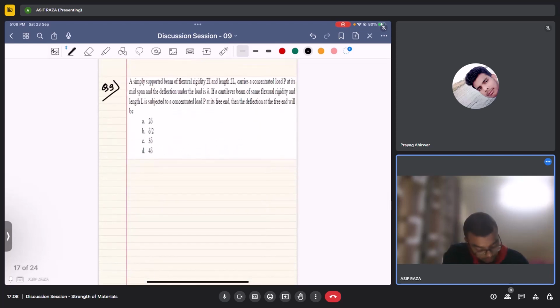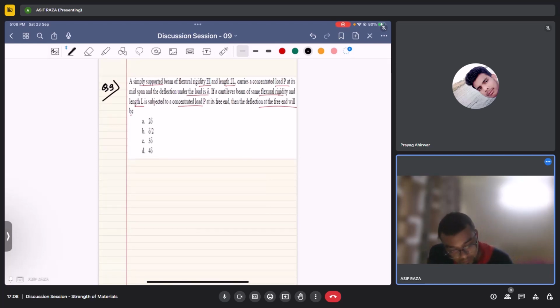Question number 9. A simply supported beam of flexural rigidity EI and length 2L carries a concentrated load P at its midspan, and the deflection under the load is delta. If a cantilever beam of the same flexural rigidity and length is subjected to a concentrated load P at its free end, then the deflection at the free end will be. So this question I'll try to solve using the formula which I provided you.